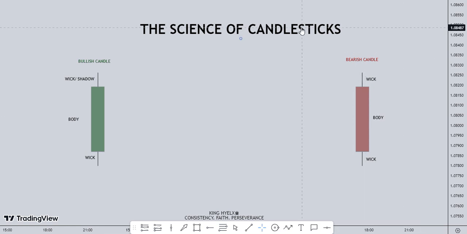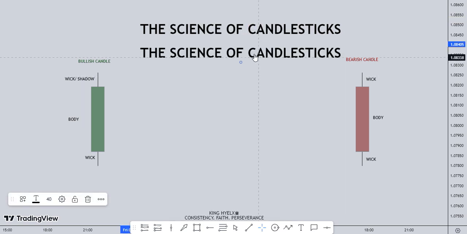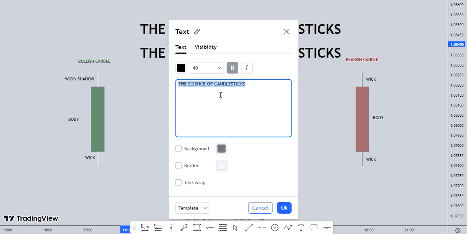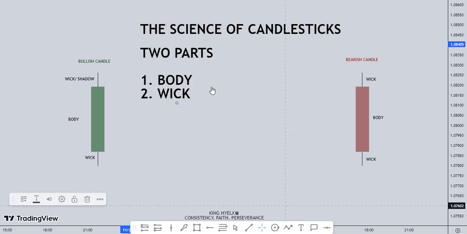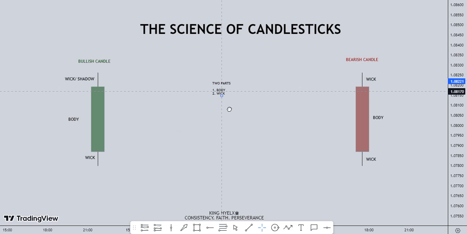But your key takeaway from this particular illustration is that a candle has what? Let me write this down. A candle has two parts, essentially. And what are the two parts? Number one, a body, and number two, a wick. That's anatomically what it has. You can screenshot this if you want.